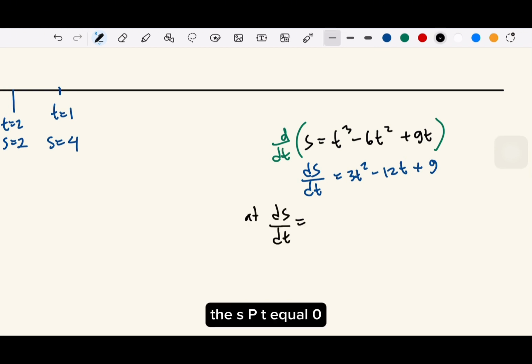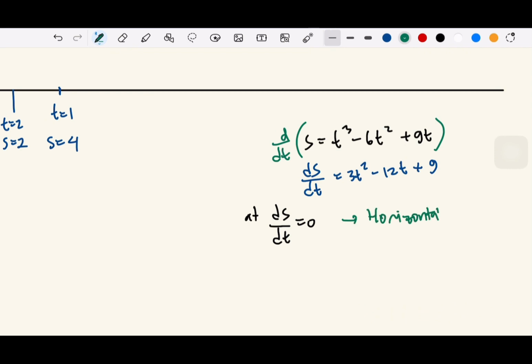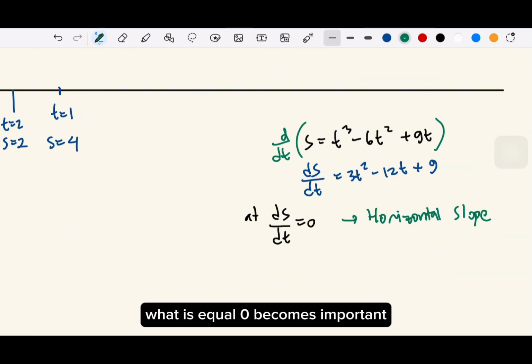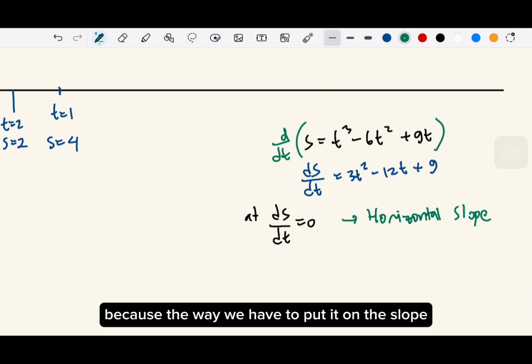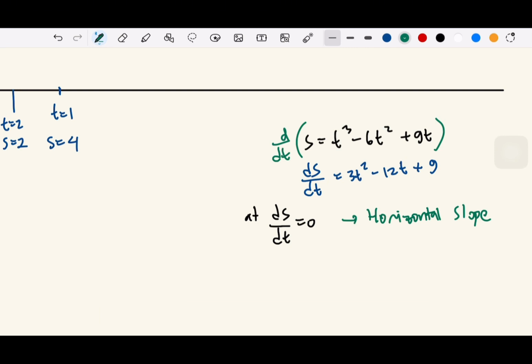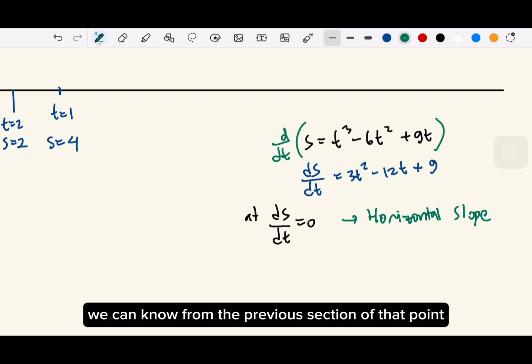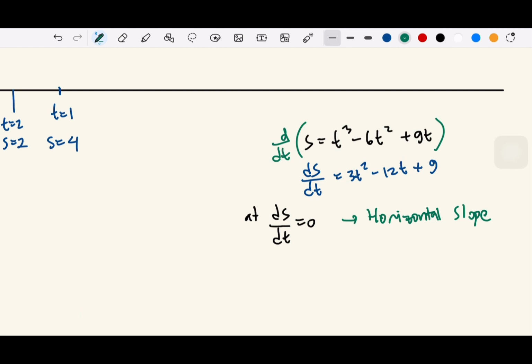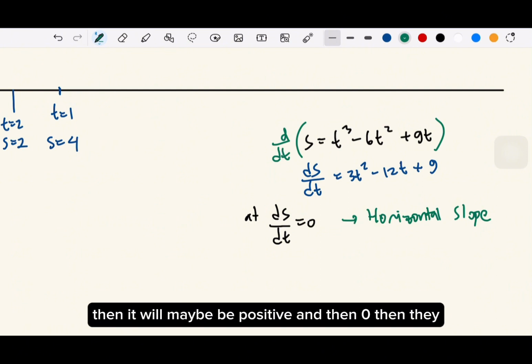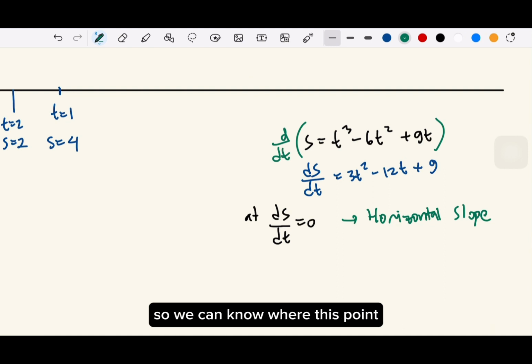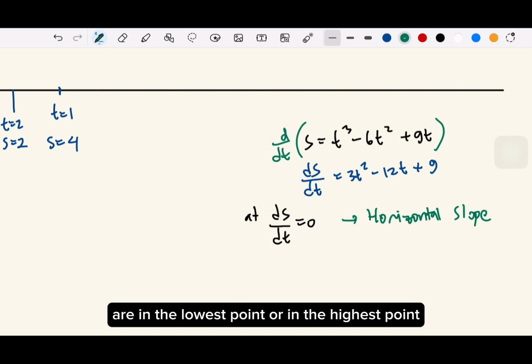So at ds/dt equals 0, we have horizontal slope. Why does this equals 0 become important? Because with a horizontal slope, we can know from the previous section of that point, if the point is like this, then it is positive and then 0 and then negative, or it is negative and then 0 and then positive. So we can know whether this point is the lowest point or the highest point.